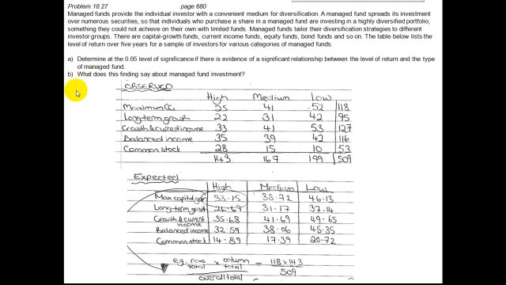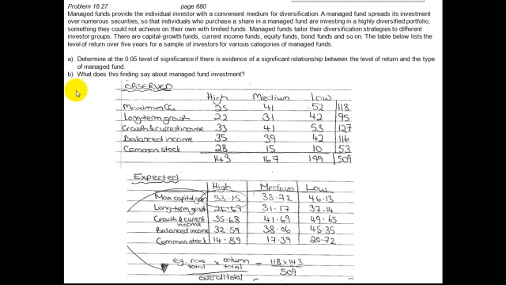Now we've got a table with some information of the level of return over 5 years for a sample of investors for various categories of managed funds. The key here is when we have a look at Part A specifically, it says determine at the 5% level of significance if there is evidence of a significant relationship between the level of return and the type of managed fund. There are different strategies and we're wanting to see whether there's a relationship between what kind of returns you get and the type of managed fund, so the type of strategy that they're using.